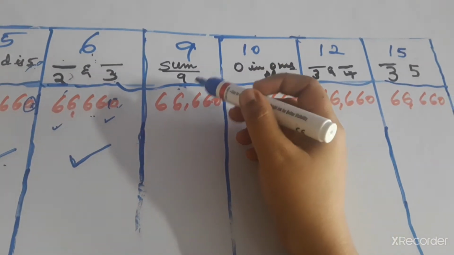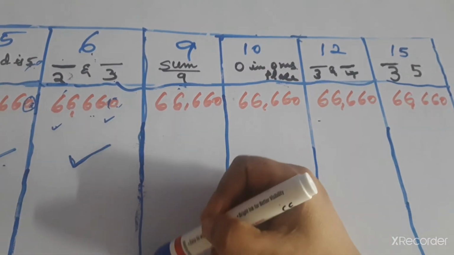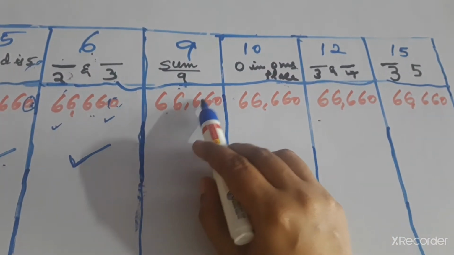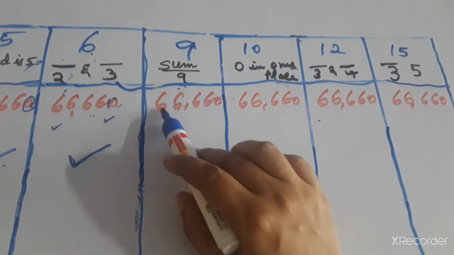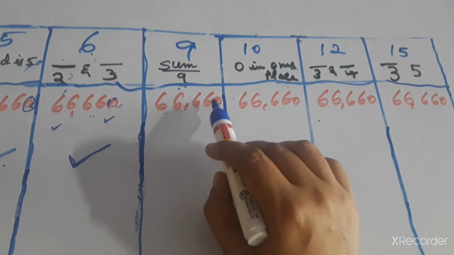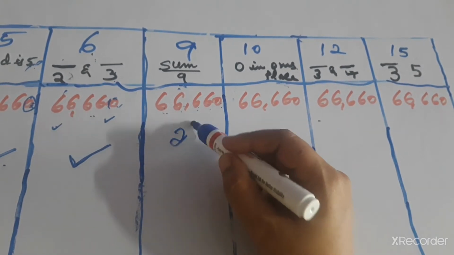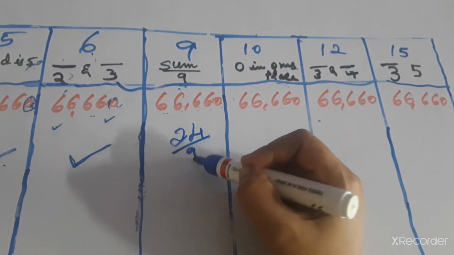Now we have to check whether this number is divisible by 9. According to the rule, divisibility by 9 means we find the total of the digits. The total is 6 plus 6 plus 6 plus 6 plus 0, which is 24. The total is 24. 9 how much are 24?